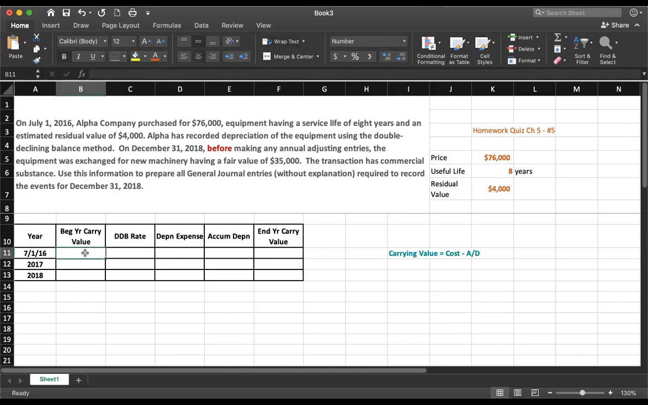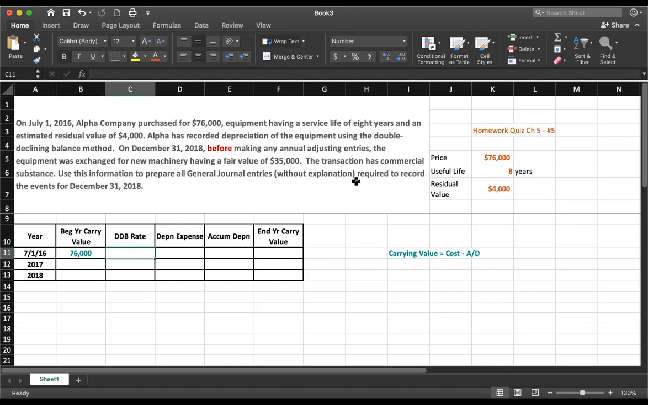So I'm going to do the table for computing the depreciation expense for 2018. When they first purchased it, I don't like the term beginning of the year carrying value, because we actually purchased it on the 1st of July, but we'll just work with that. It was $76,000. That was what they first acquired it for.